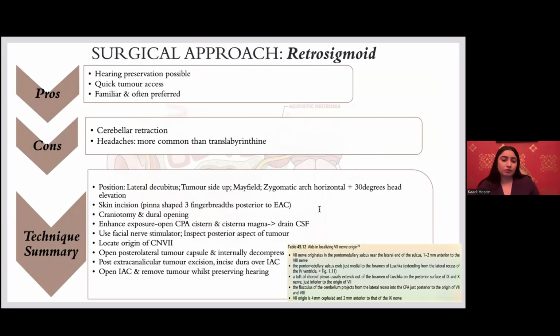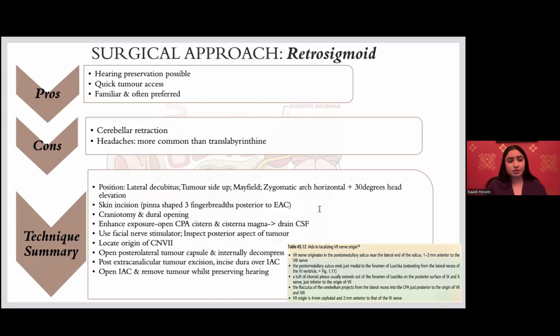The cons of this approach, however, involve cerebellar retraction, which is not a problem for tumors less than 4 centimeters, provided the craniotomy is sufficiently lateral and the cisterna magna and CP angle cistern have been opened. Also, headaches, and it's been suggested that headaches are more common following a retrosigmoid craniotomy versus a post-translab, and postulated mechanisms include, in the translab, it's purely extradural drilling with no bone dust in the subarachnoid space, as well as a more anterior skin incision in the translab approach, and less disruption of the suboccipital musculature, and also the greater occipital nerve.